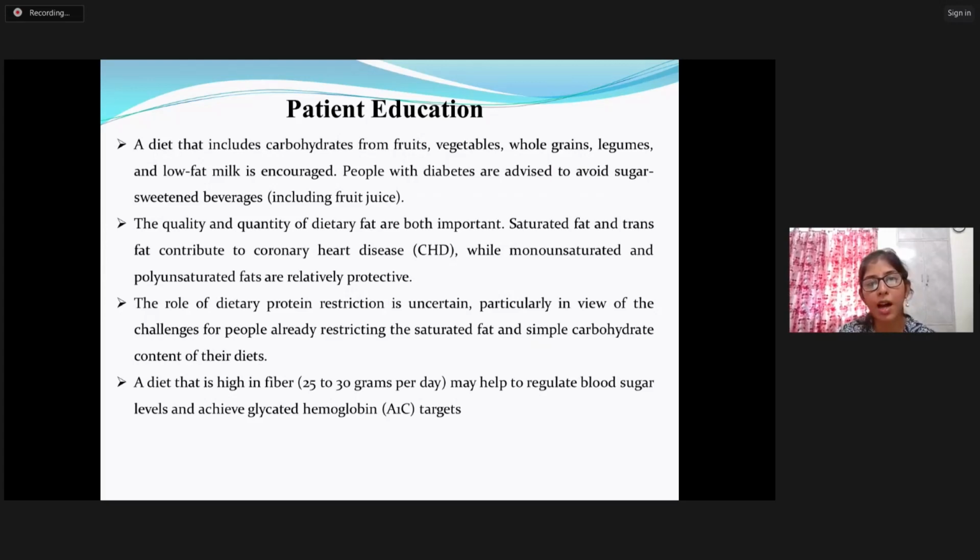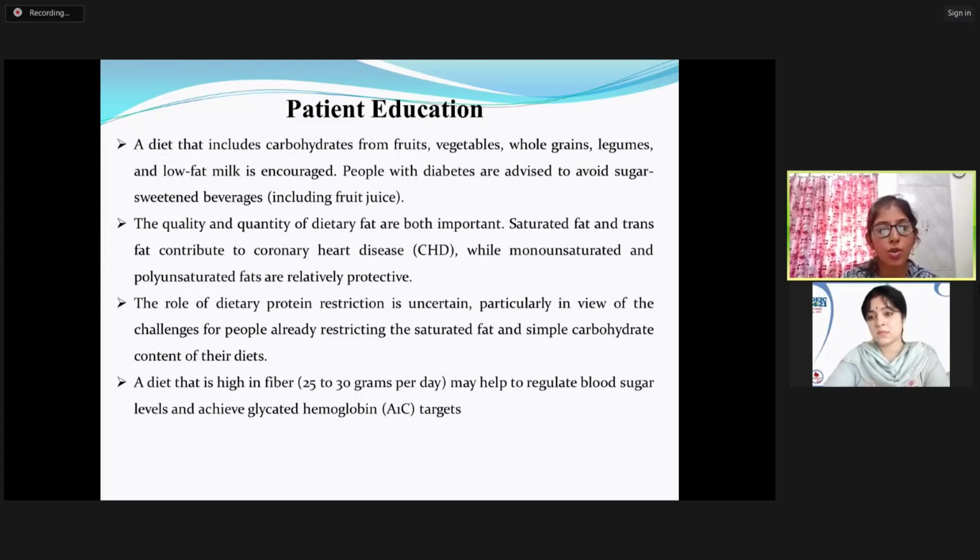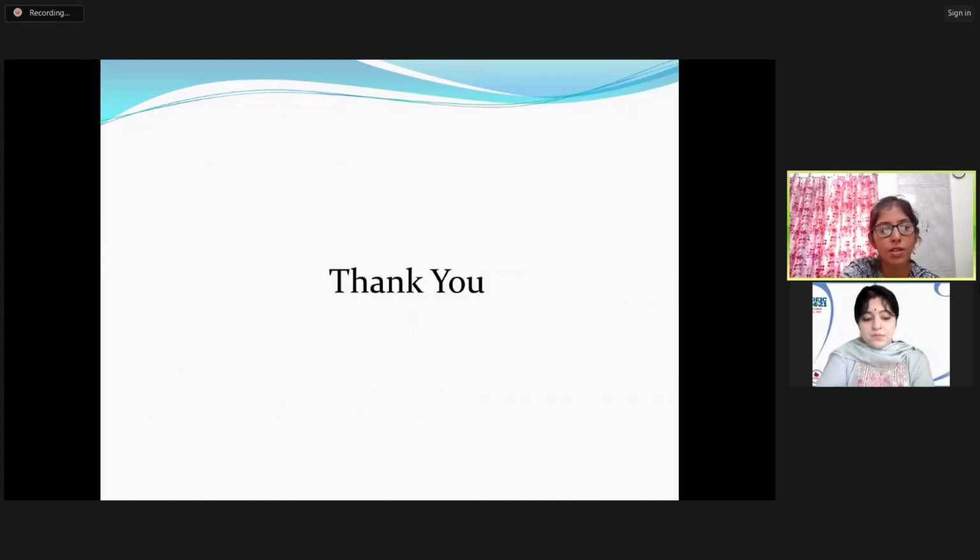A diet that includes carbohydrate from fruits, vegetables, whole grains, legumes, and low-fat milk needs to be encouraged. People with diabetes are asked to avoid sweetened beverages. The quality and quantity of dietary fat are both utmost important, which needs to be counseled and explained to the parents. Fiber and protein cannot be overruled. Protein we don't restrict unless we see any organ compromised. Otherwise, we need to look into the growth charts and give the protein as per the prescription for the day.